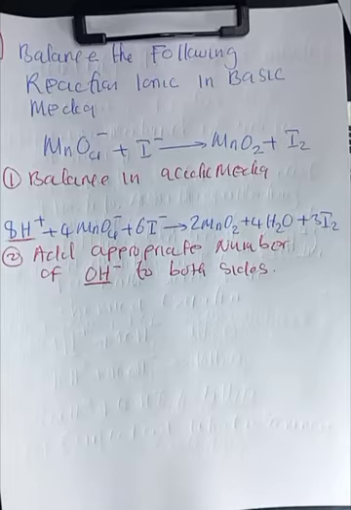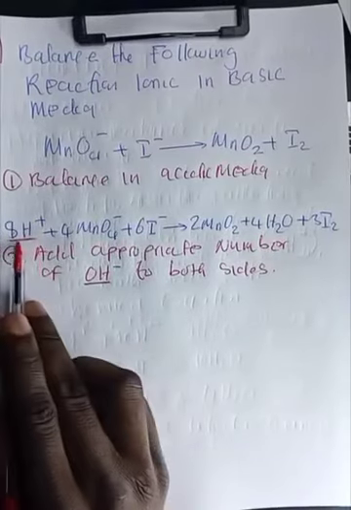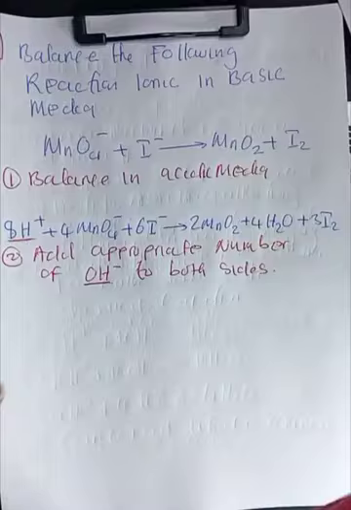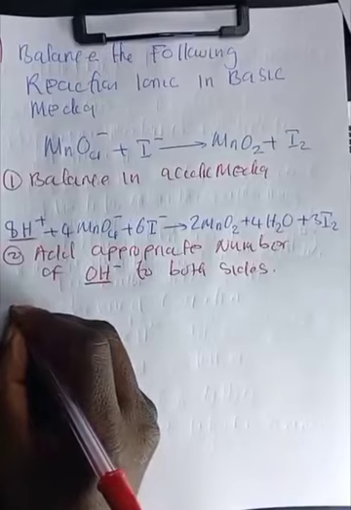So how many hydrogen ions do we have in the balanced acidic medium reaction? 8. Good, Jerome. So we have 8. Meaning we have to add 8 hydroxide ions to both sides of the equation. I'm going to put them here.